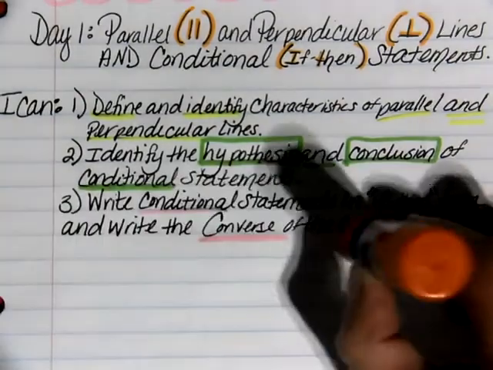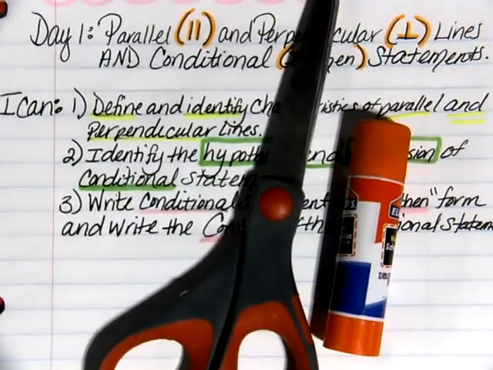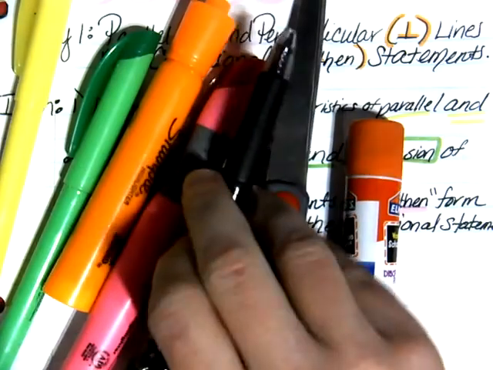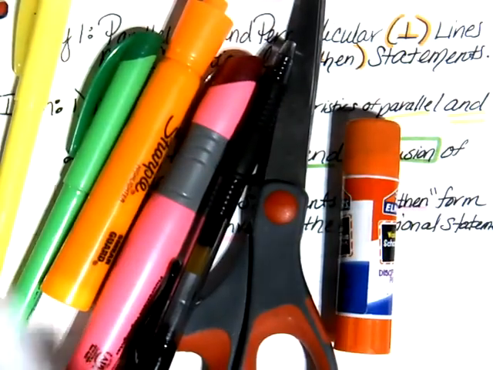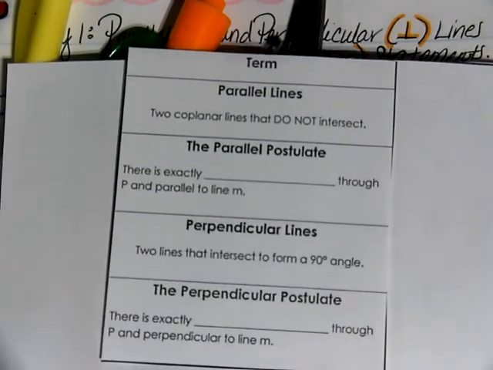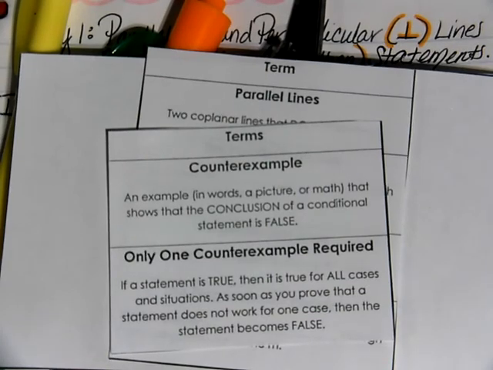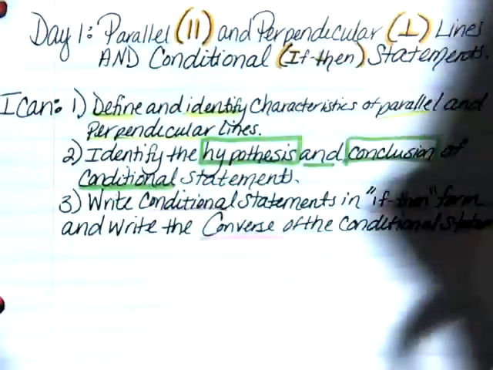For today's lesson, you will need glue or tape, scissors, some colors, something to write with, and our cutouts for today. We had a blank piece of paper. We had terms being parallel, the parallel postulate, perpendicular lines, and the perpendicular postulate. And finally, additional terms about counterexample and information about counterexamples. So please make sure that these cutouts are cut out and ready to go for today's lesson.